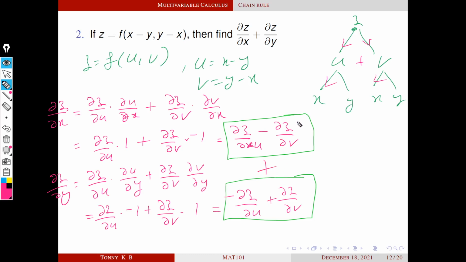So what happened? You can cancel ∂z/∂v and ∂z/∂v, and this ∂z/∂v is minus ∂z/∂v. But ultimately the sum is 0. Right? So this sum equals 0. Whatever be the function of this type, always this sum is 0. Right?